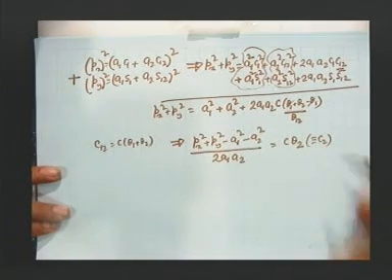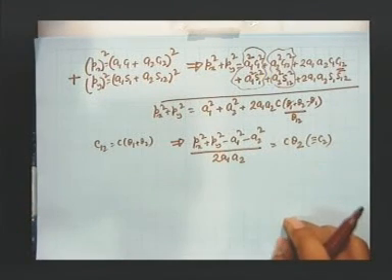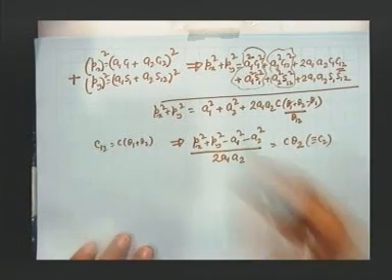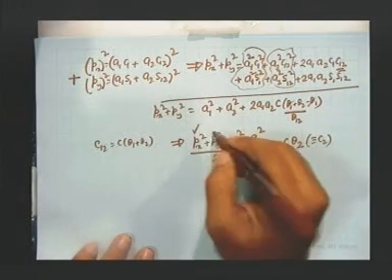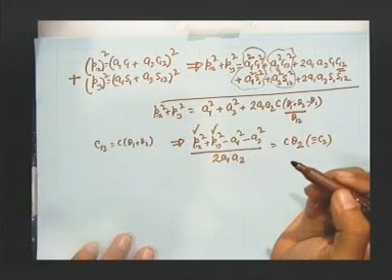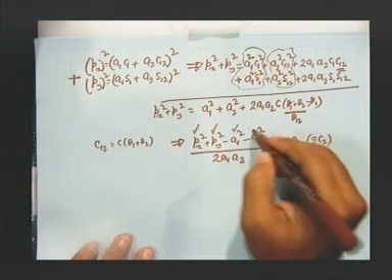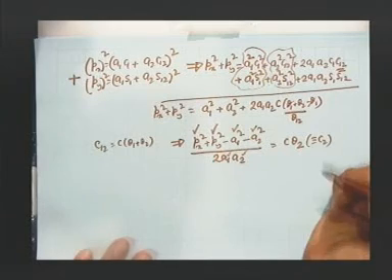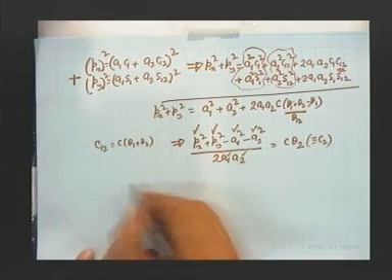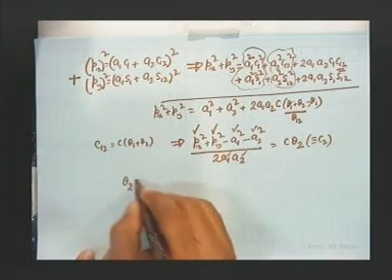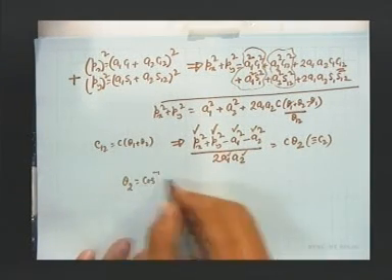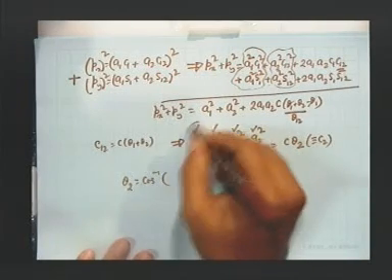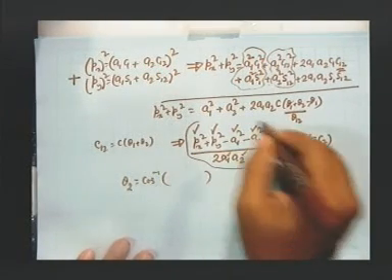So, we are able to express cos theta 2 in terms of my given values and known geometric parameters of the robot. So, from here I can calculate theta 2 as cos inverse of whatever this value I calculate.